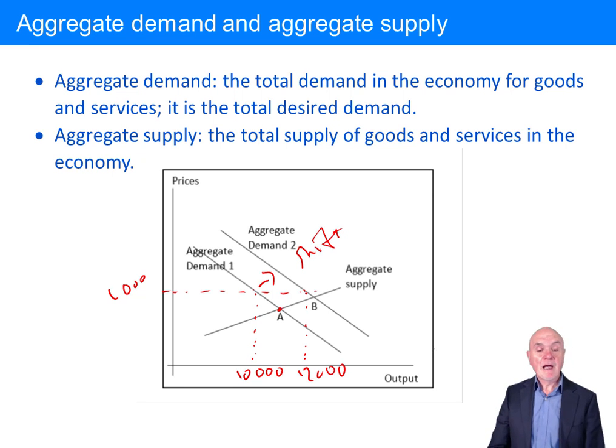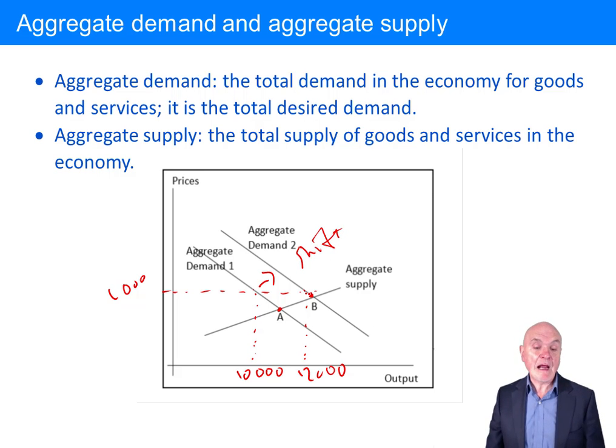If aggregate demand shifts to the right, then we have the aggregate supply gradually increase to match that demand until we have an equilibrium point again.